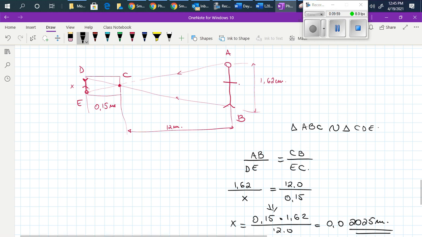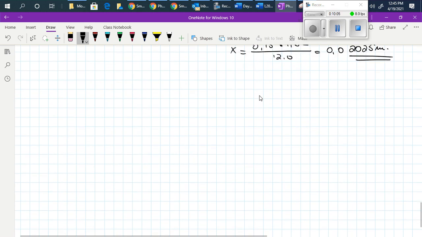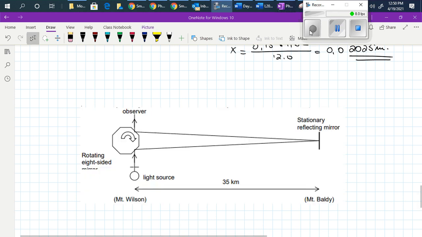Okay. Now, to calculate the speed of light, it was very intriguing, starting from Galileo, but the one that actually figured out a good way to measure the speed of light is Michelson. So Michelson, I will bring a picture of the experiment. This is pretty much the experiment that Michelson did to measure the speed of light.